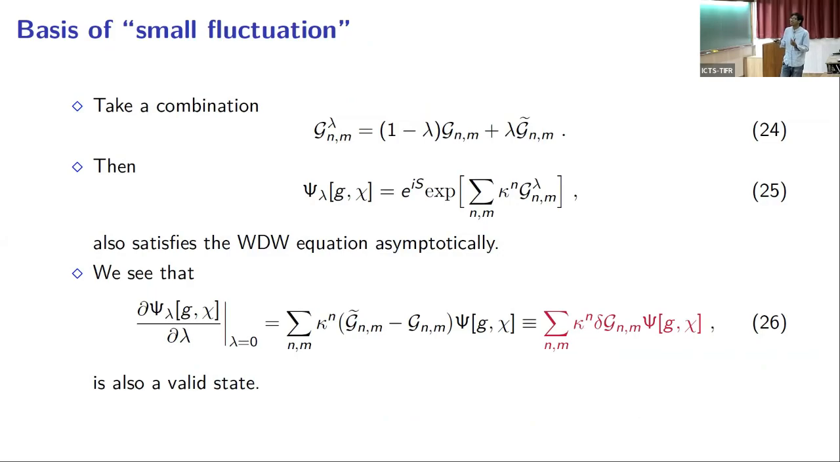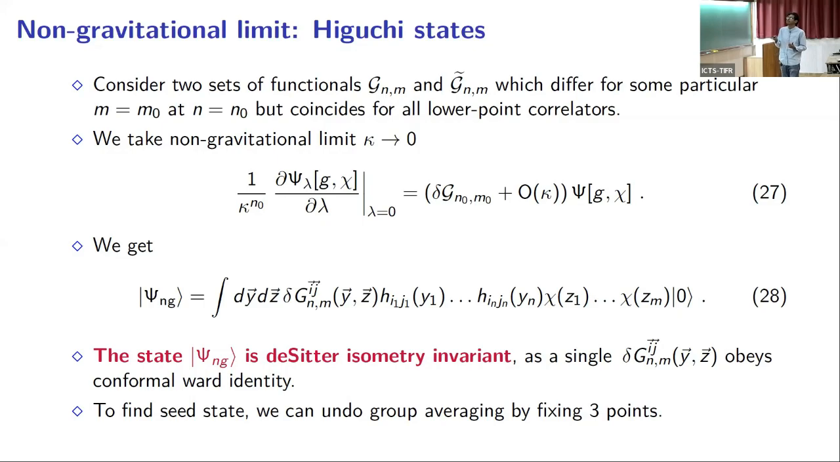It only starts contributing when this particular value is reached, and then we divide by kappa to the power n0. See, this n is the coefficient of how many gravitons you are inserting. So you divide by kappa to the power n0 and take the kappa equal to 0 limit. Then you can extract a single delta n0 m0, which we define as some non-gravitational wave functional. And we see this is actually de Sitter isometry invariant, which Higuchi already showed in his calculation.